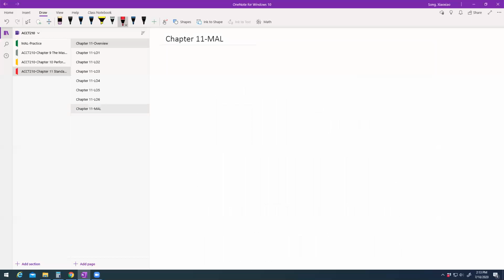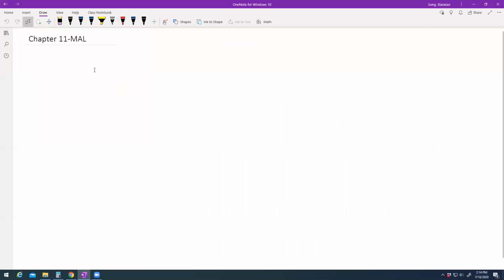Okay, before we do the calculation, I want to put my notes here. First, we talk about what standard cost is. So we said you add direct material, direct labor, variable manufacturing overhead, and then fixed manufacturing overhead. I believe that's the first learning objective.